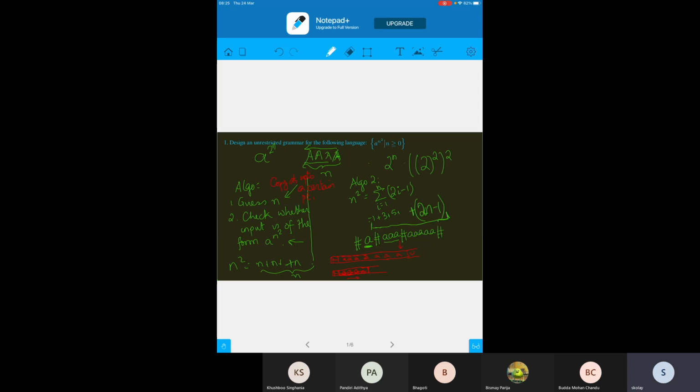Again, I put a hash. Whatever was between the last two hashes, I copy again, A, and I add two more A's. So notice that I have generated one, then three A's, then five A's, then seven A's, and so on. Right?